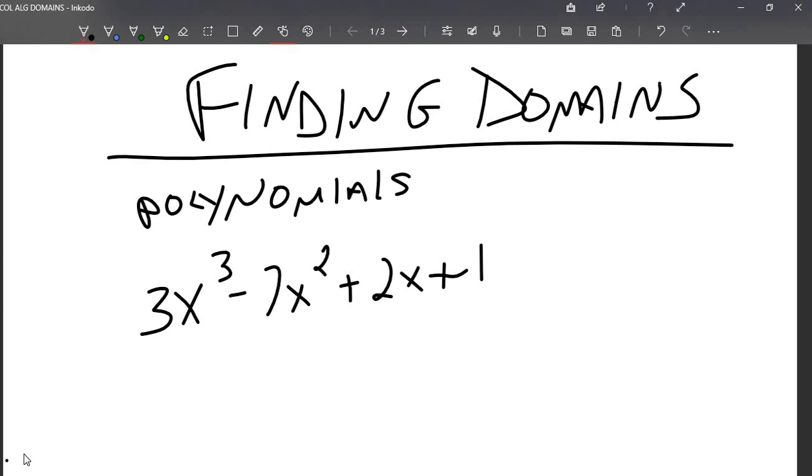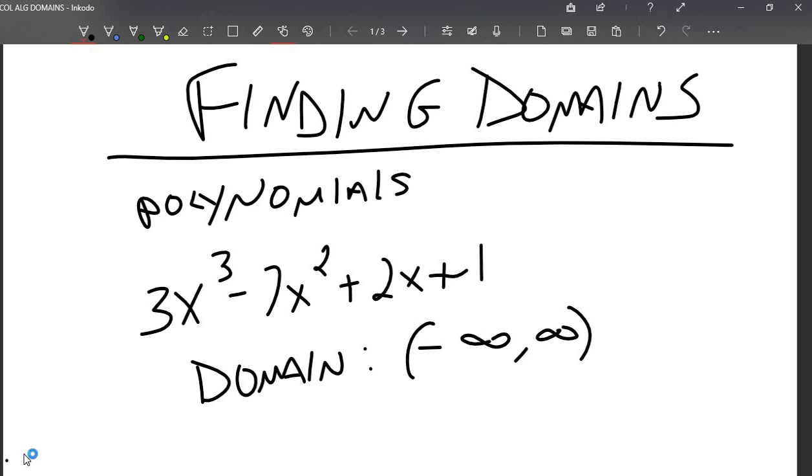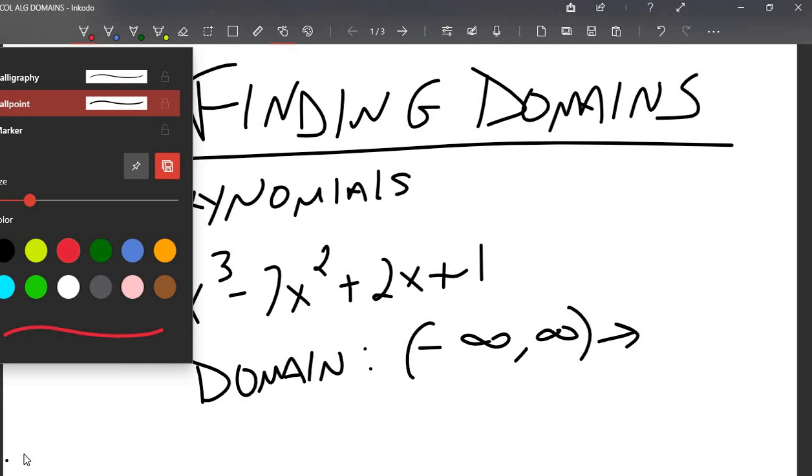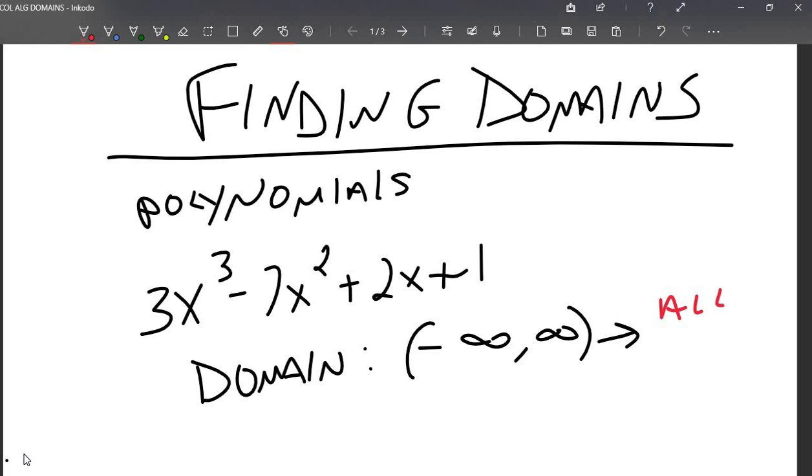For polynomials, the domain is written like this. This means all real numbers. This notation is special notation for all real numbers. So the domain for any polynomial function is all real numbers. The only way you can tell it's a polynomial function is if it doesn't have x's in the denominator and it's not a square root.